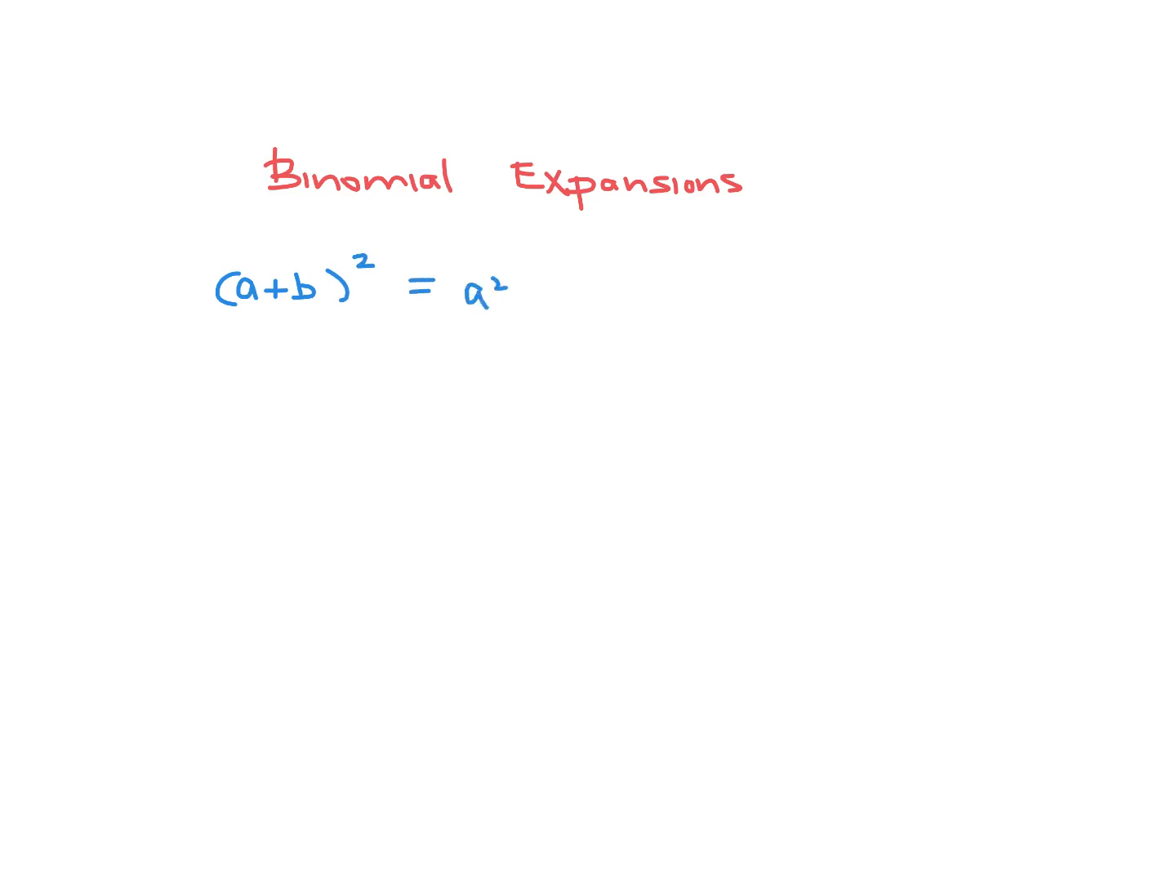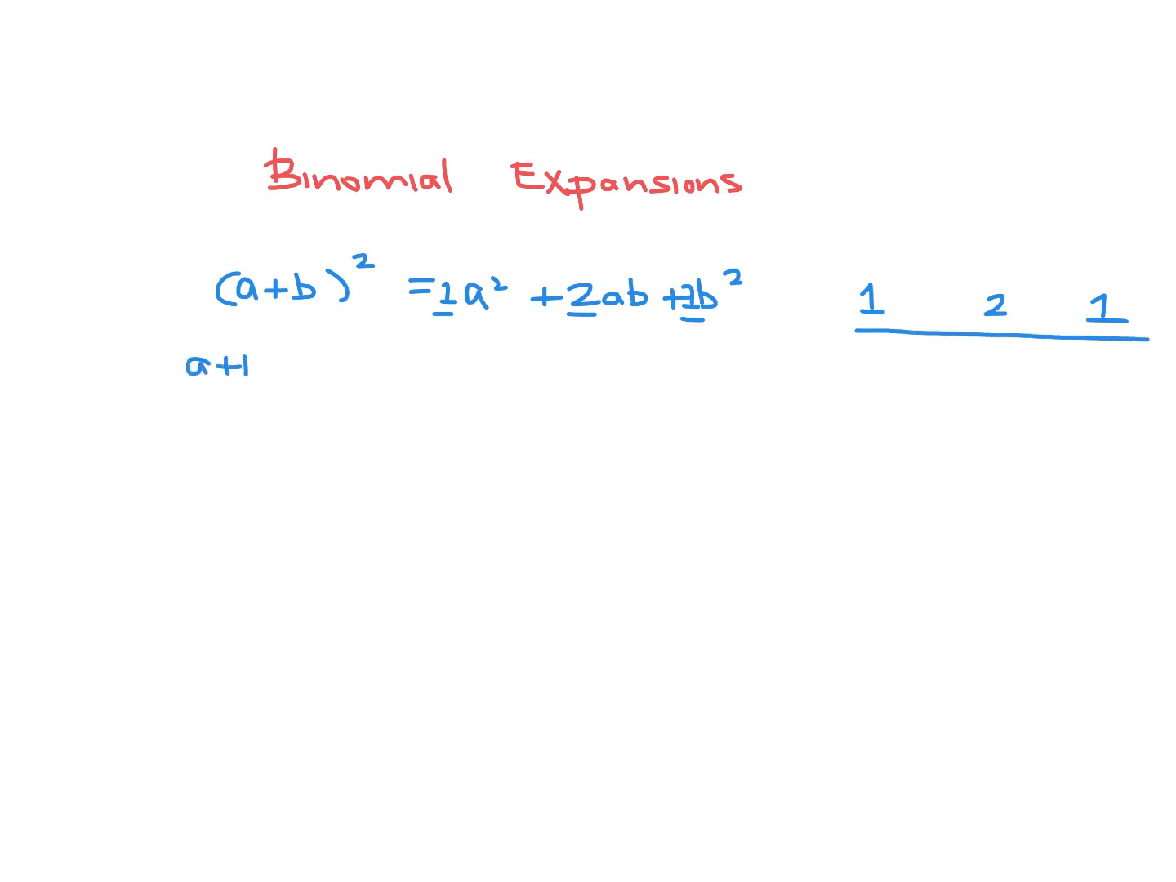It's a squared plus 2ab plus b squared if you expand and collect like terms. Now, what are the coefficients? This is 1, right? If it's 1, you don't write it in. So the coefficients are 1, 2, and 1. This is 1, this is 2, and this is 1. Okay, great. This is one binomial pattern.